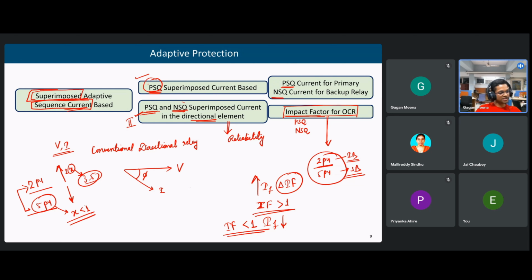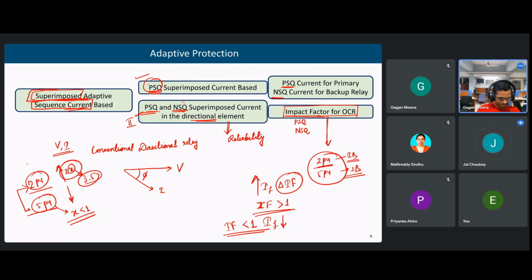Similarly, for the synchronous based, this x factor will be less than 1. So the actual current output from these two will be the same, 2 per unit and 5 per unit, but the relay will see a current which is more from the inverter based. So the impact factor will do that. We are trying to minimize this gap.